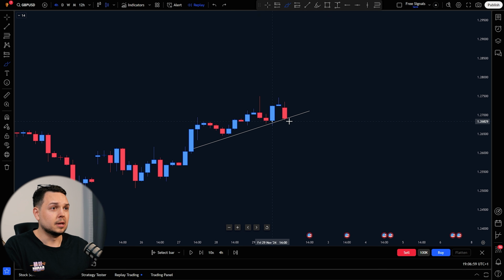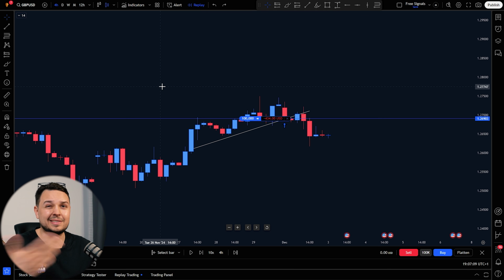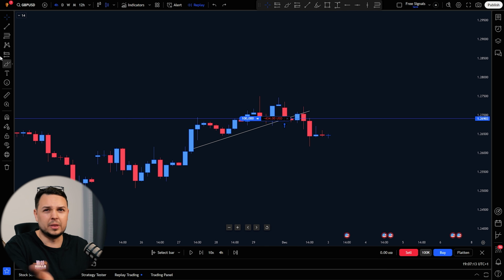So look at this. If we took this trading position for a buy, we would definitely lose. Let's say we bought this position. Look what happens. Boom, it starts dropping down. Why? Because there was no confluence. You didn't base your trade on anything, just a line that you drew that doesn't make sense.